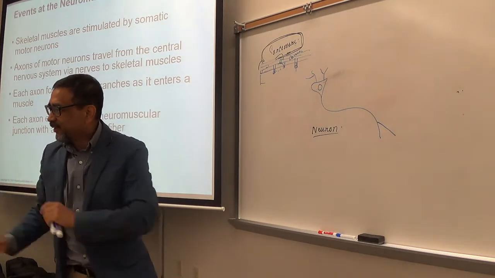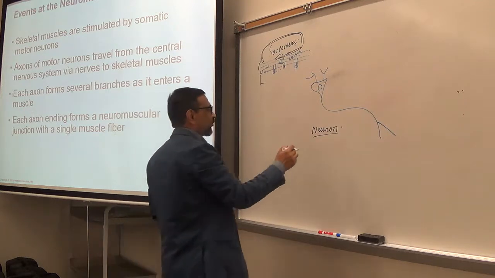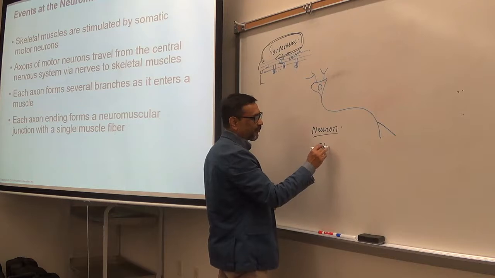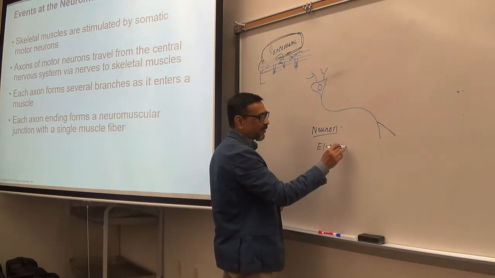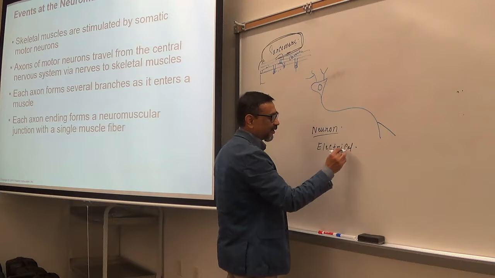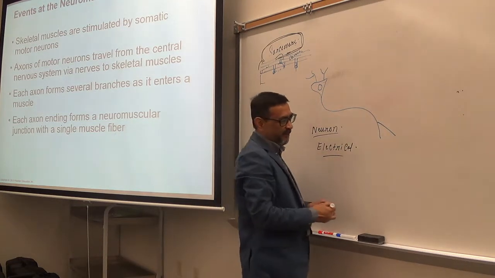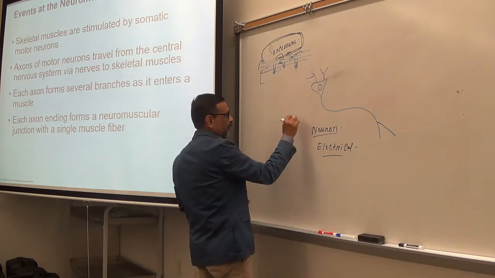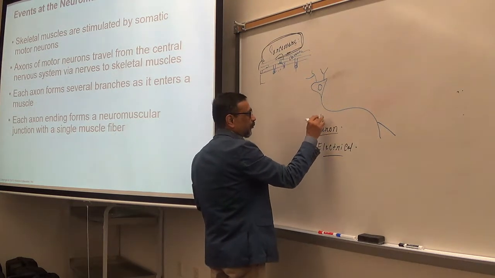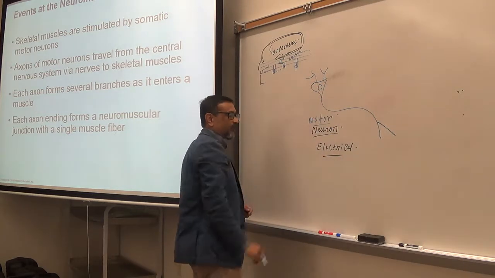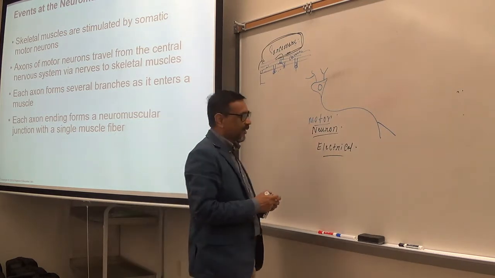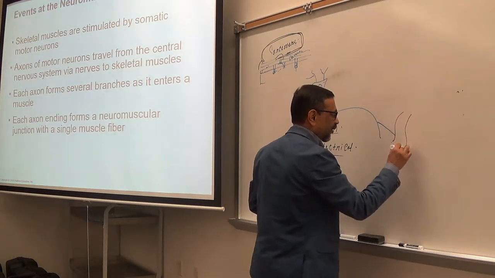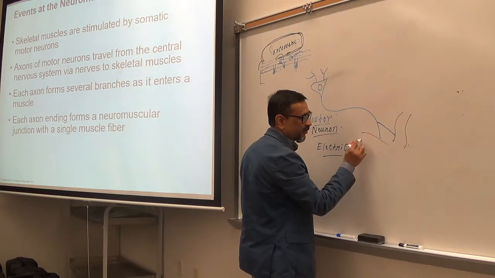Make sense? What kind of signal? Everybody. Neurons carry what kind of signal? Electrical. I mentioned many times. Okay. So this is a motor neuron. To contract the muscle. And this is a muscle fiber. This is another muscle fiber. Okay?